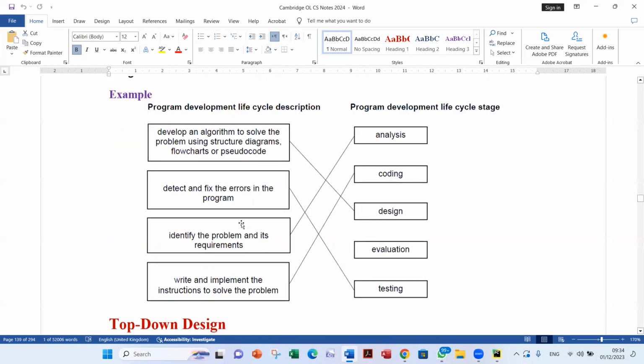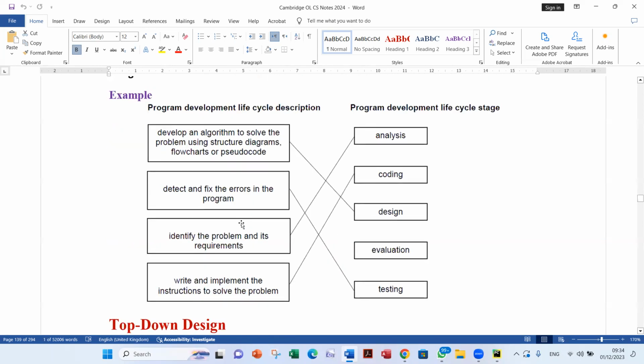Okay, let us look at this example because this showed last year. The exam was asking you to connect the description to its proper stage name. You have analysis, coding, design, evaluation. There is nothing here called evaluation. You connect it to nothing. This is a question, so it's putting evaluation here just to examine you. And testing.